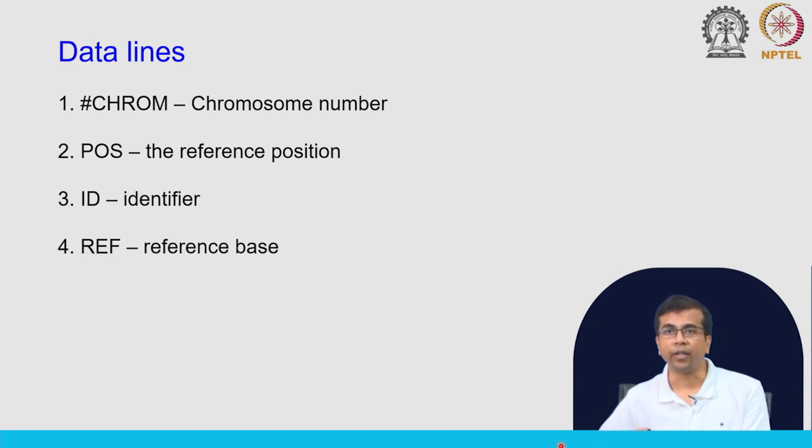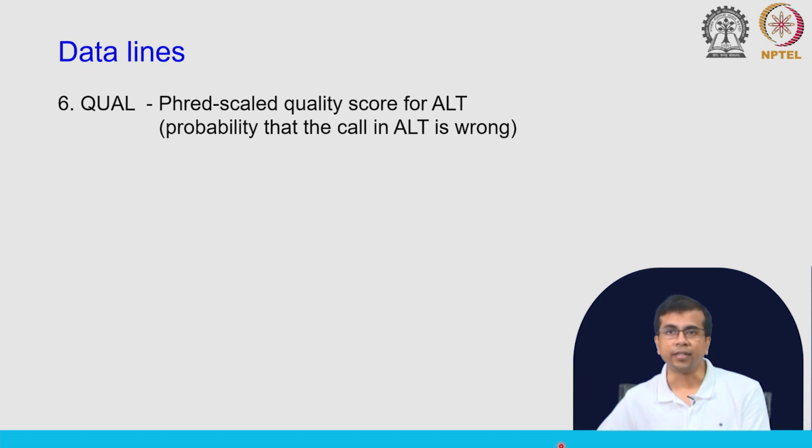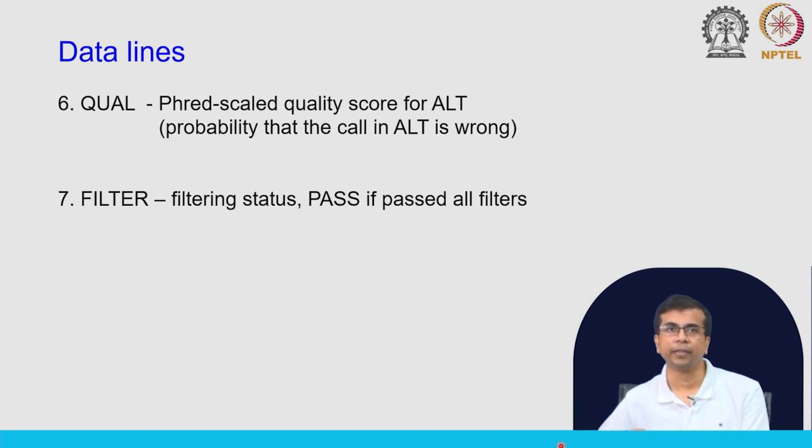Then fourth, you have the reference base, the base that is present in the reference sequence. So, this is the reference sequence that is mentioned. The fifth field is the ALT or alternate field that contains the alternate bases. This is actually the variant that we see in our data. Then the sixth is the quality. This is the Phred scale quality score for the alt, or the alternate base, and this is related to the probability that the call of the alternate base is wrong. Again, this is very similar to the Phred score that we have talked about.